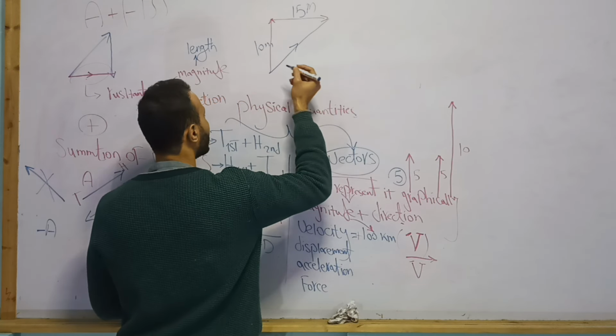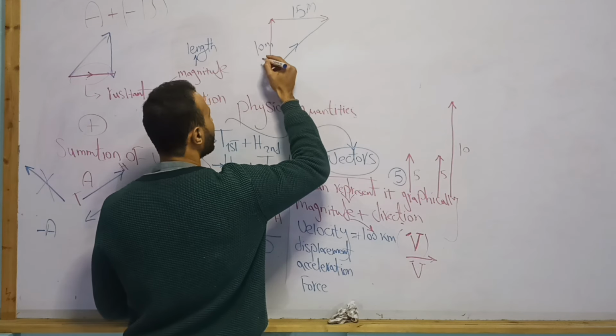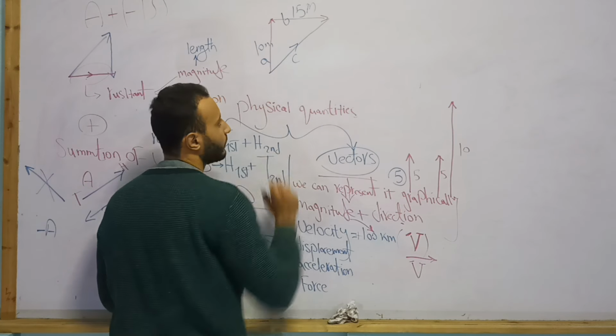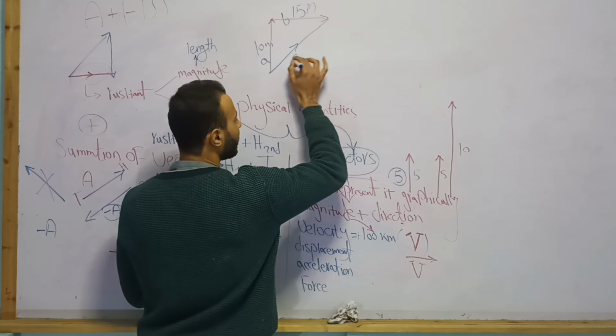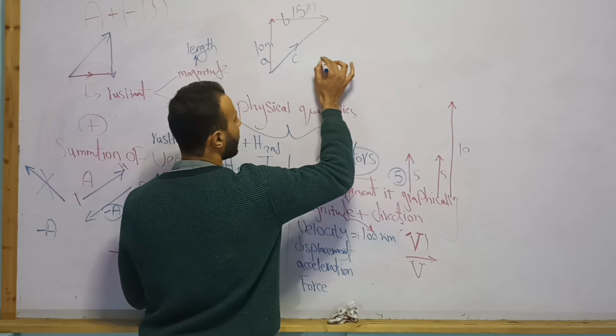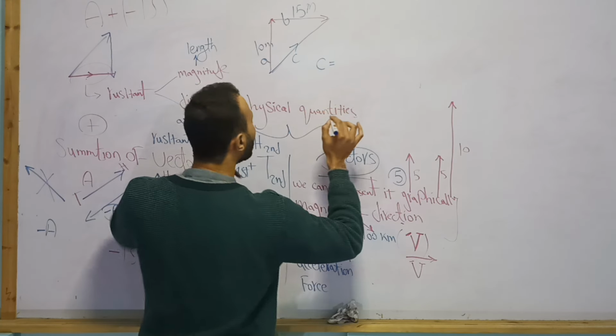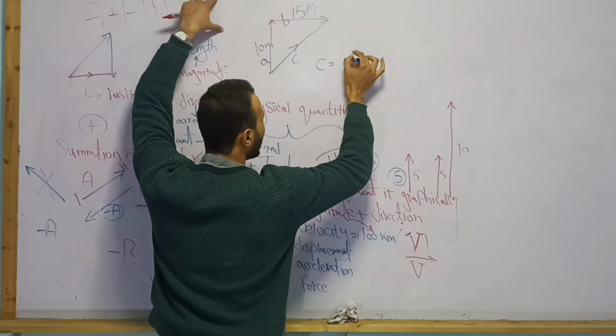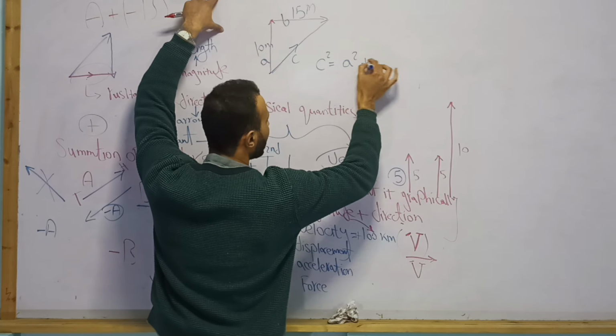Okay, let's give symbols for each side. This is called, for example, A, and this is called B, and this is called C. We said that C square is equal to A square plus B square.